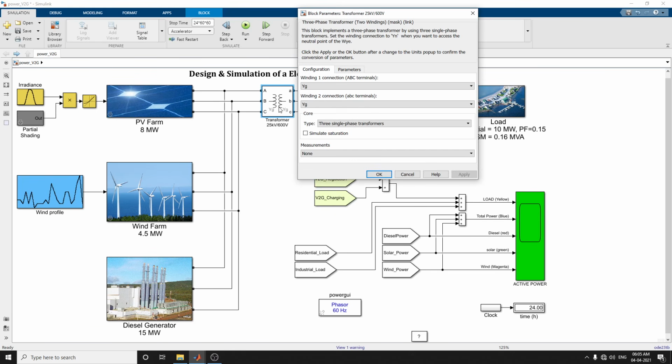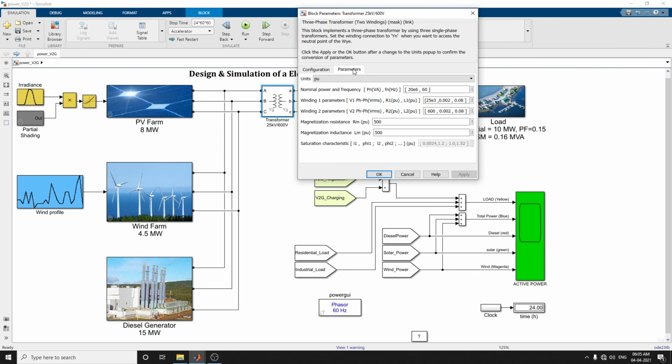This is a 25 kV, 600 volts, 3-phase transformer. In this transformer you can configure the winding connection of the ABC terminals. It may be WG or W1N delta value. Based on that winding connection you can also modify. These are the parameters you can use.